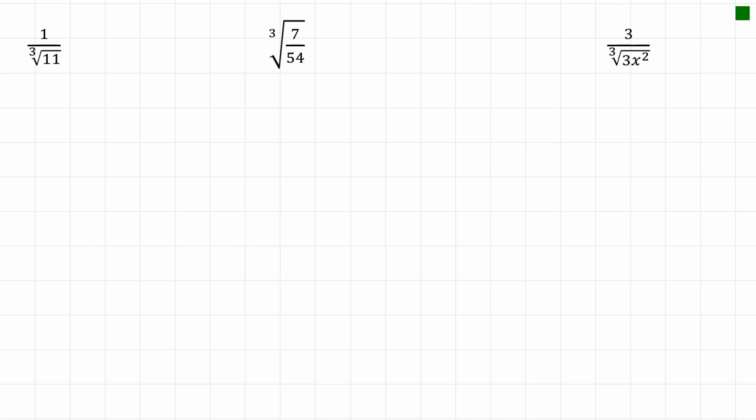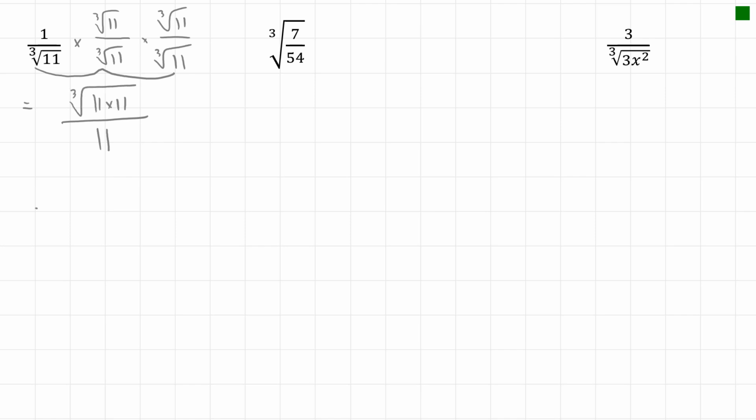So in order to get rid of a perfect cube in the denominator, I have to multiply by a perfect cube. And what I do to the bottom, I have to do to the top. Now, because it's a perfect cube I'm looking for, I need 3 of them. And that means I need to multiply by the cube root of 11 twice. So if I simplify, this is going to be 11. And in the numerator, I've got the cube root of 11 times 11, which is the cube root of 121 over 11.